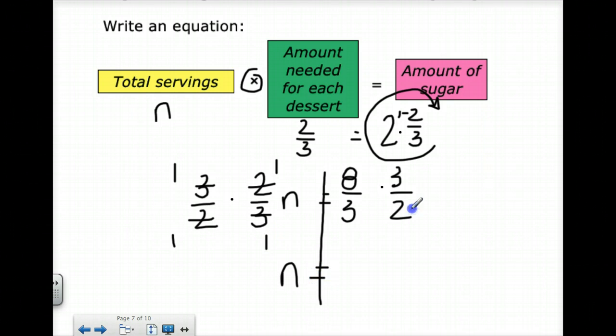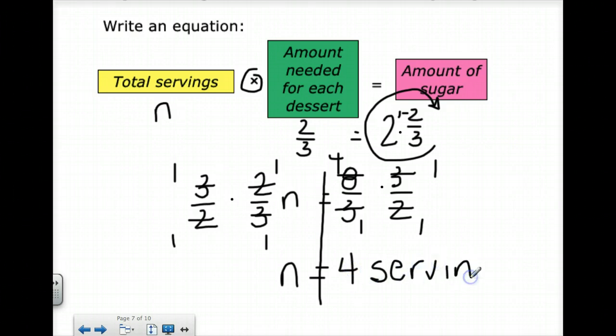and cancel. 2 divides evenly into 8 4 times, and the 3's each turn into 1. 4 times 1 is 4. Now it is a story problem, so make sure you put a label on it. And we have 4 servings that we can make for the party.